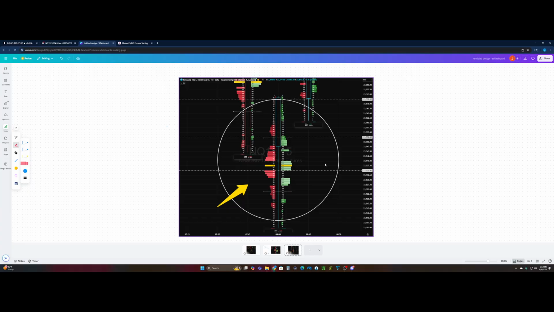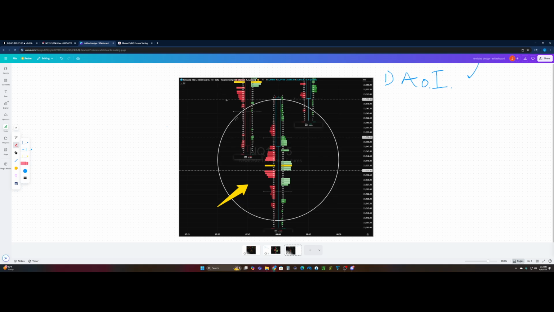Okay, now criteria for this. Criteria number 1: area of interest, AOI. This is our potential reversal candle. This is the first green candle, first positive candle after the morning sell-off.